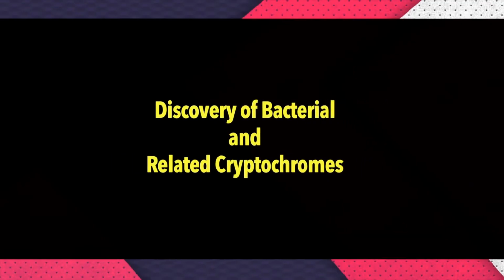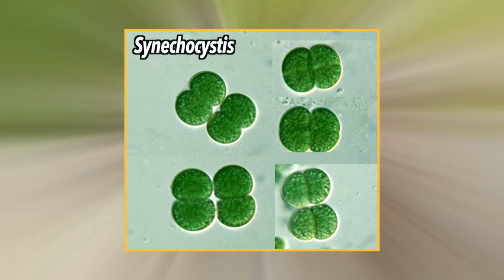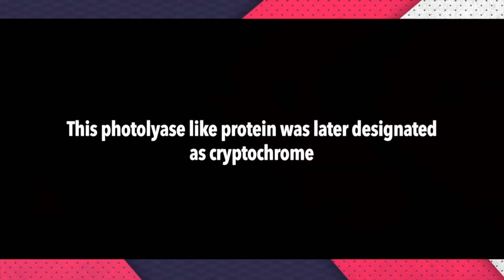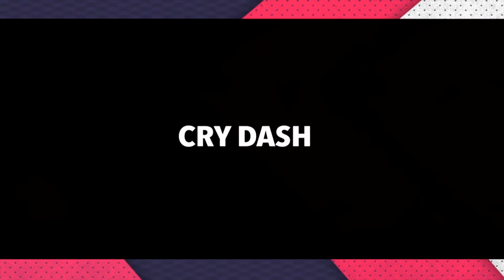Now, something about the discovery of bacterial and related cryptochromes. Cryptochromes were previously thought to be restricted to eukaryotic organisms only. However, they have also been identified from some bacteria. In Synechocystis, a photolyase-like sequence was identified which lacks photolyase activity. This photolyase-like protein was later designated as a cryptochrome. This cryptochrome sequence was named as cry-DASH.